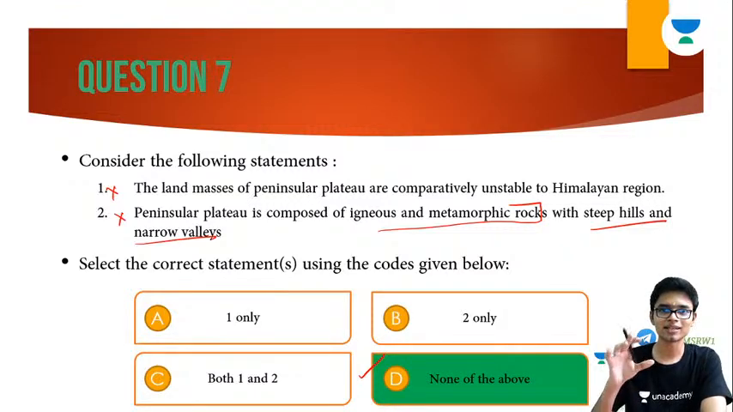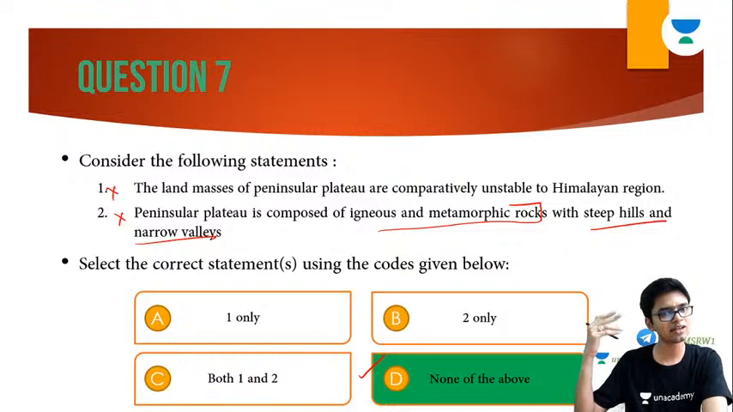What are some of the features of the Deccan plateau or the peninsular plateau? They are extremely old. Correct? It is not a new landform. It is very, very old, millions of years. So can we find steep hills and narrow valleys?